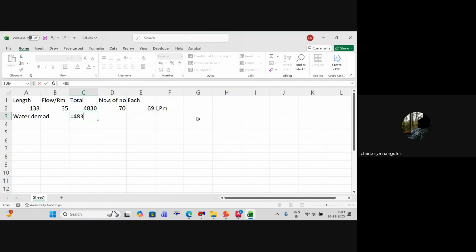It is 4830 into, we have to calculate how many minutes? 120 minutes, divided by 1000. I'll come to know the cubic meters. So around 600 cubic meters of water I require just for this. Understood? Am I clear? 600 cubes required. Yeah, obviously 579 cubic meters.